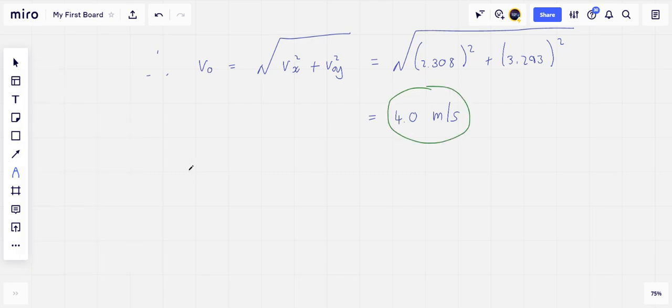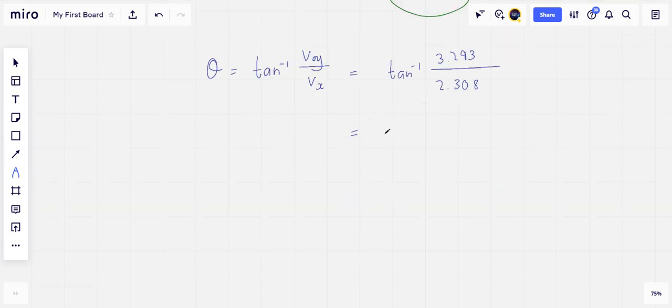The angle at which she leaves the diving board, theta, is equal to the arctan of her initial y component of velocity over her x component of velocity. This is the arctan of 3.293 meters per second over 2.308 meters per second, which gives us an angle of 55 degrees above the horizontal. So that gives us her total initial velocity.